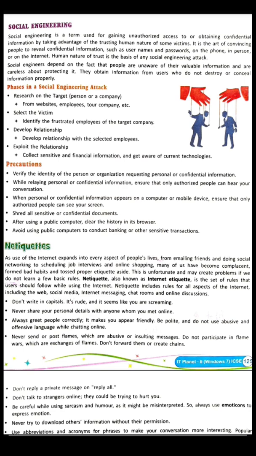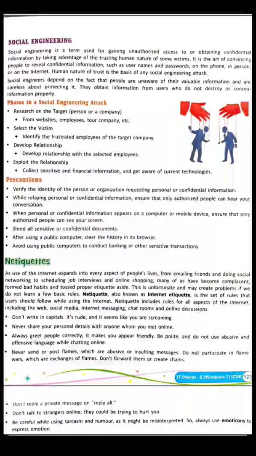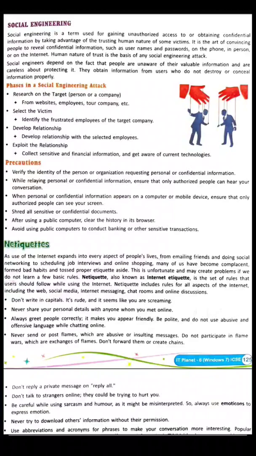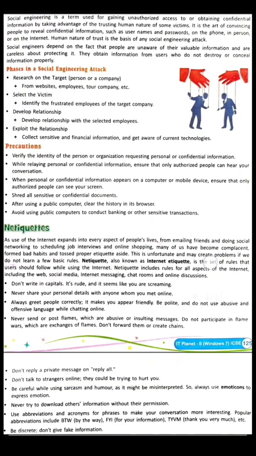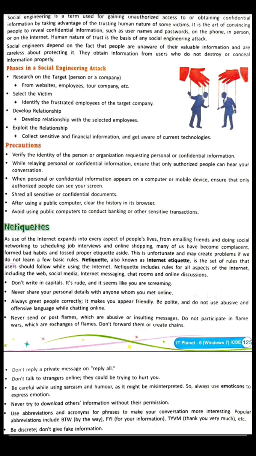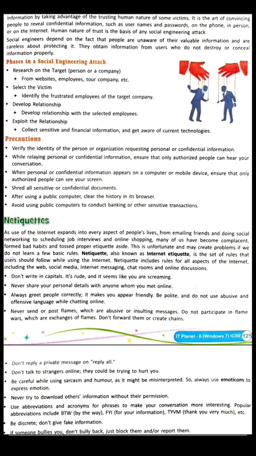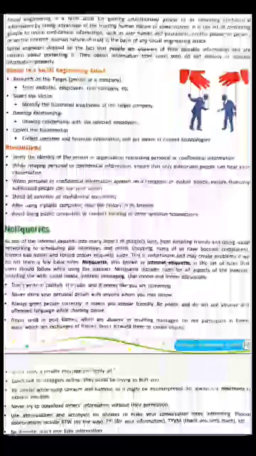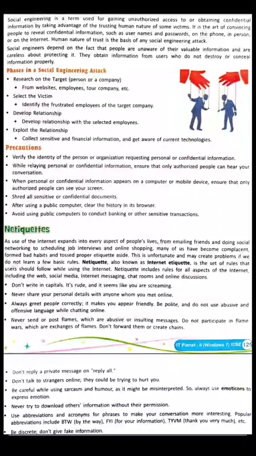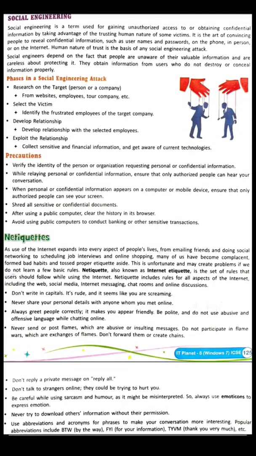Second, while relaying personal or confidential information, ensure that only authorized people can hear your conversation. So this is important. If you are speaking something confidential, your voice must be audible to the authorized persons only. If someone is unauthorized, then don't speak the confidential information before that person. Third, when personal or confidential information appears on a computer or mobile device, ensure that only authorized people can see your screen.